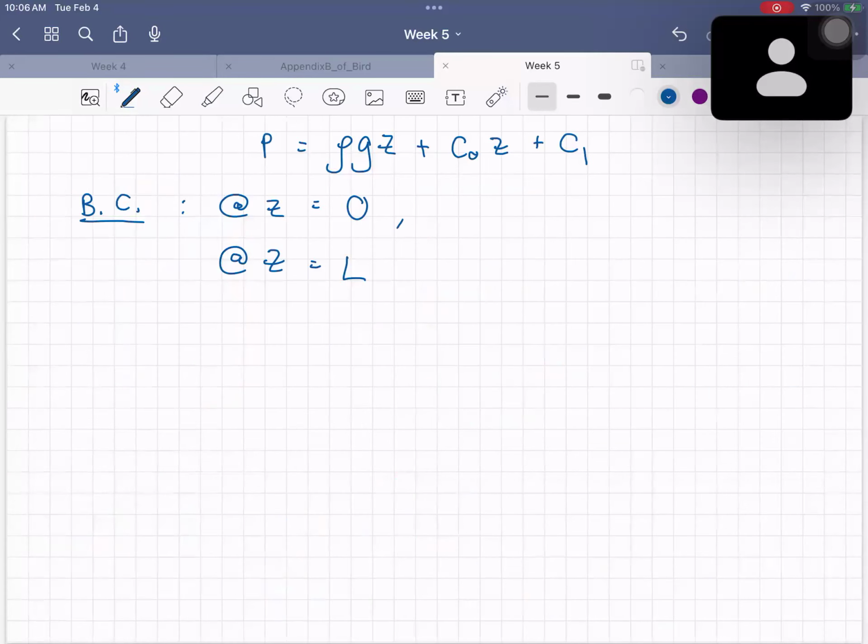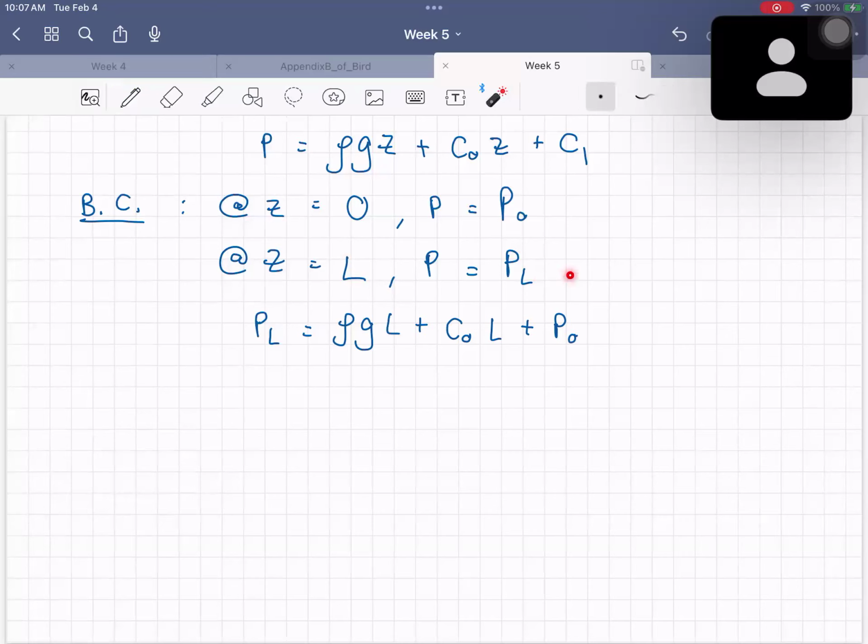What would be the pressure? So pressure will be P0 and PL. Is that right? Okay. So substitute these two boundary conditions, okay? You get PL equal to rho GL plus C0L plus P0, okay? Is that right?